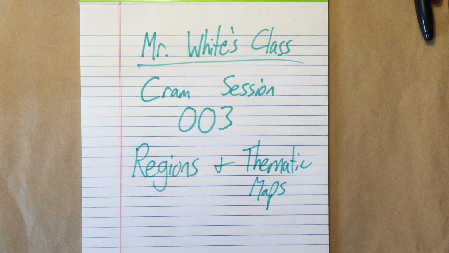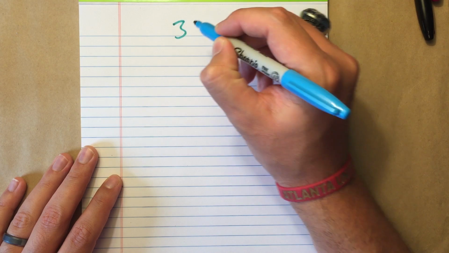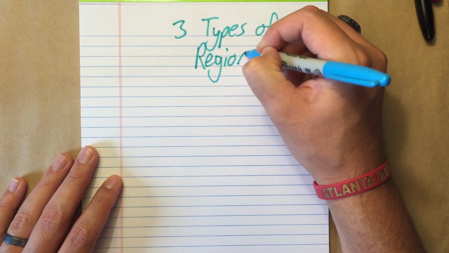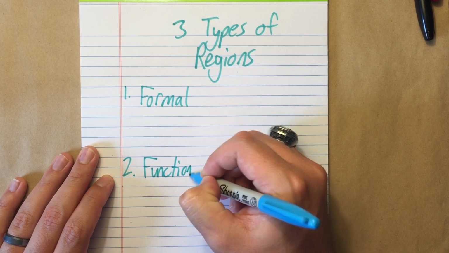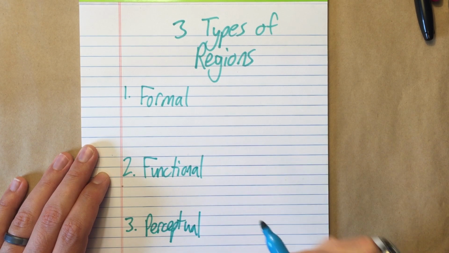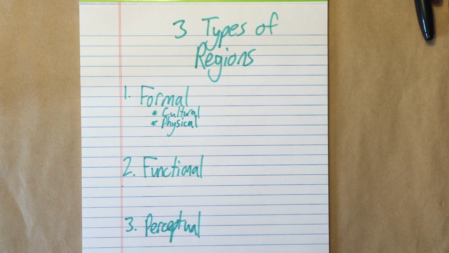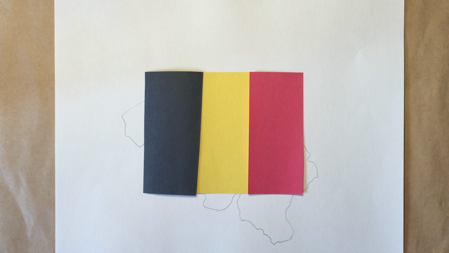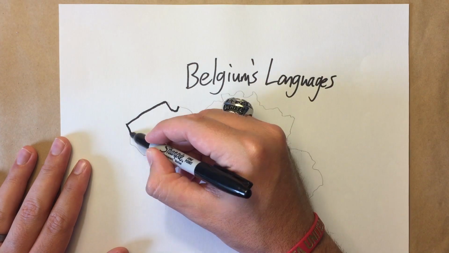This is the third installment of cram session, and today we'll be looking at regions and thematic maps. As we take a closer look at regions, you should know that a region can be broken down into three parts: a formal, a functional, and a perceptual region. We'll also be taking a closer look at formal with the two different subsets known as a cultural and a physical.